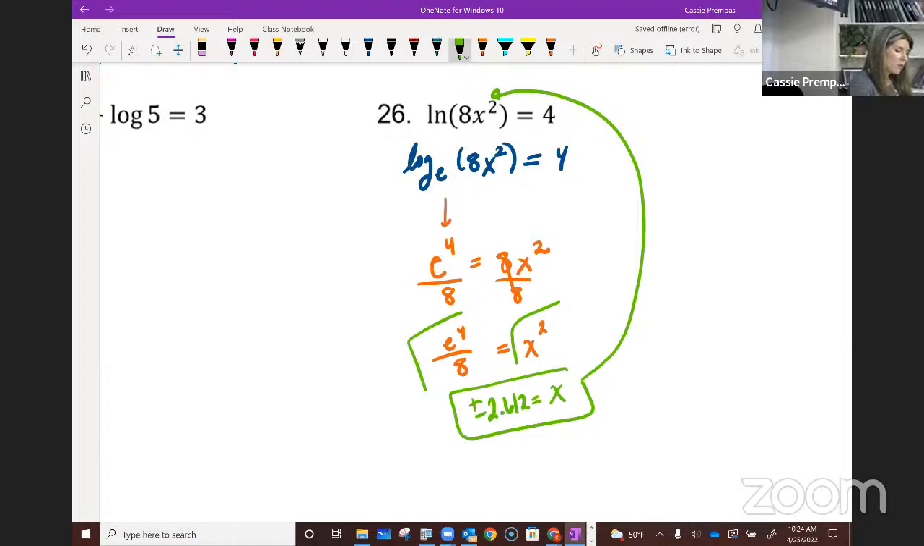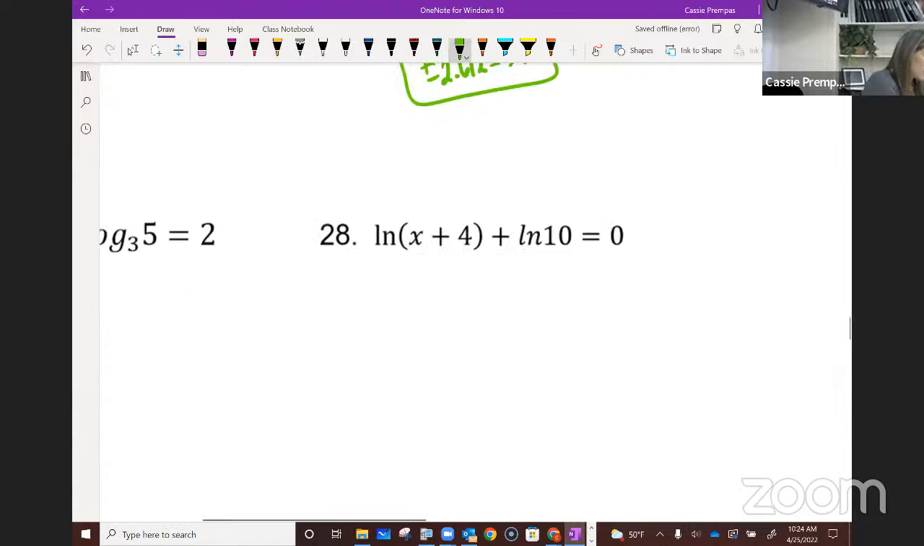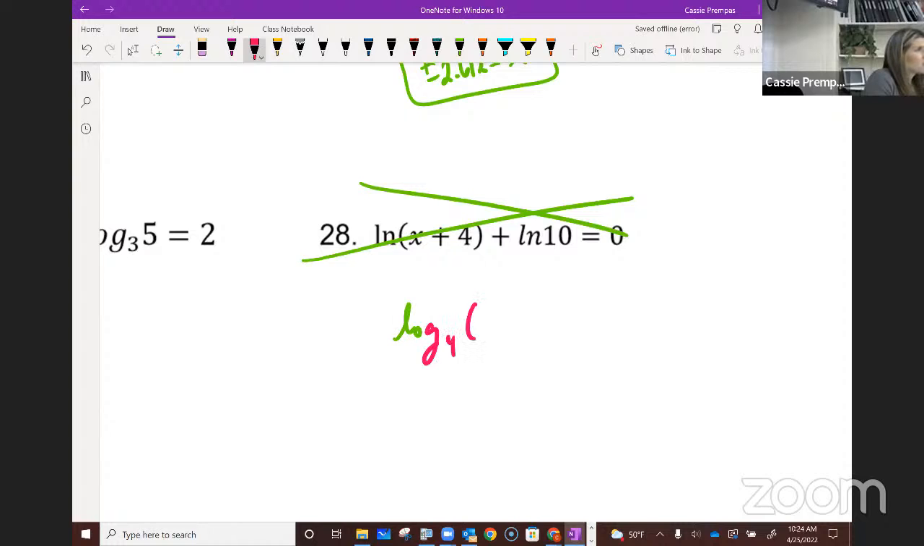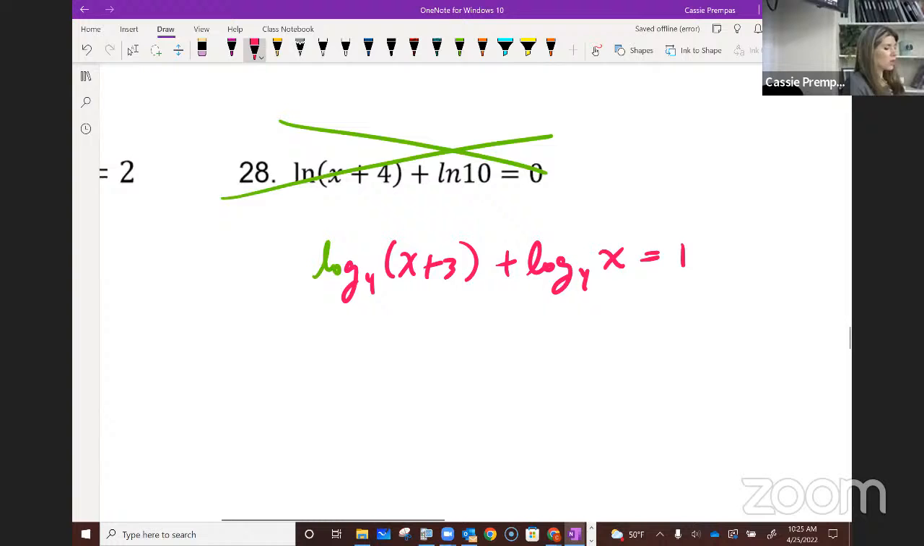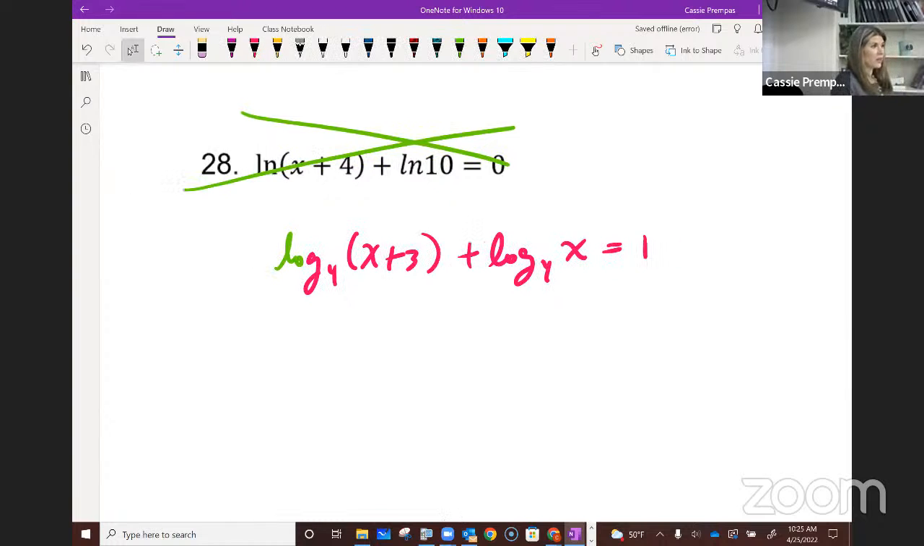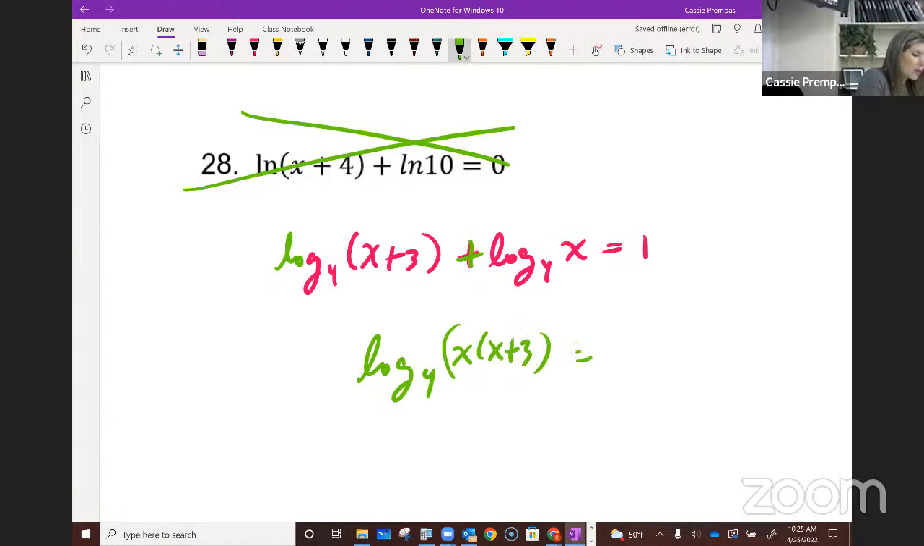And then guys, there's one more I want to get to before you leave here. Cross off 28 and write this down. Log base 4 of x plus 3 plus log base 4 of x is equal to 1. I'm just going to walk through this. There's a plus sign, so I have to use the product property. So that would give me log base 4 of x times x plus 3 is equal to 1.